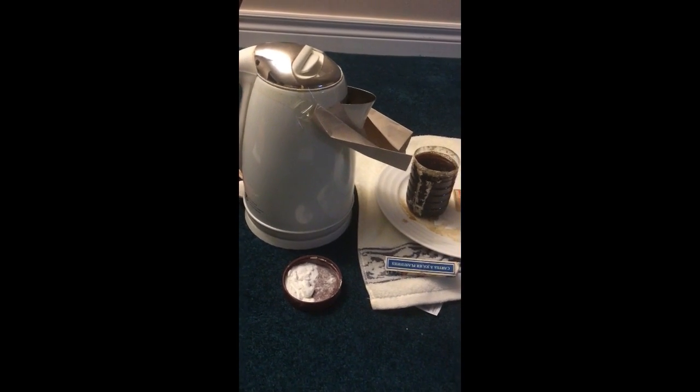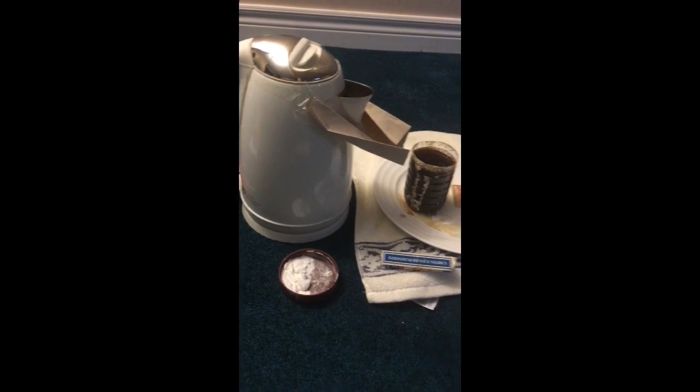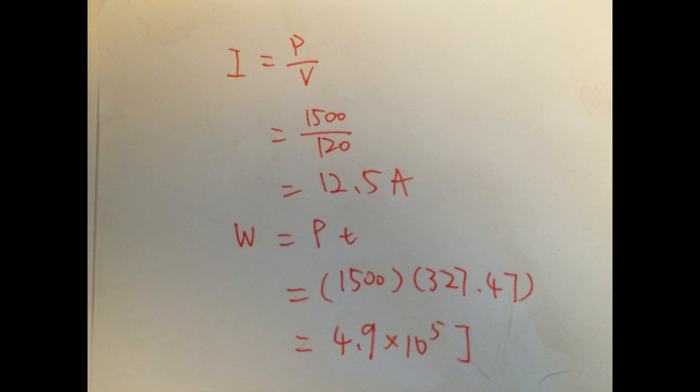The first calculation I did for this kettle was to find the current through it, and I used the formula I equals P over V, and when I sub in the values I get 12.5 amps. And I also found the energy it spent before it hit the lid off, and I used the formula W equals PT, and when I sub in the values I get that the energy it spent was 4.9 times 10 to the power of 5 joules.